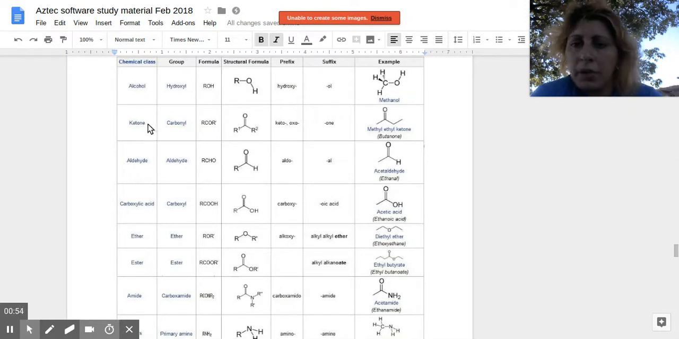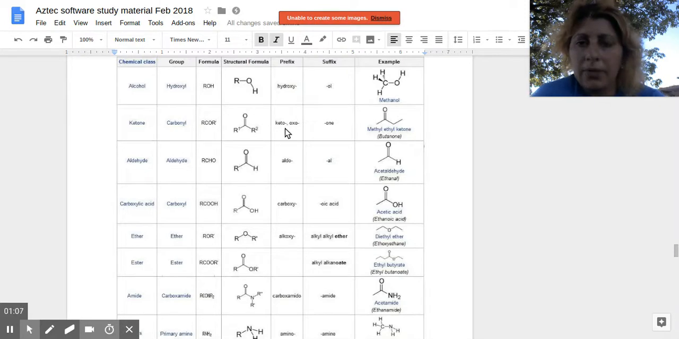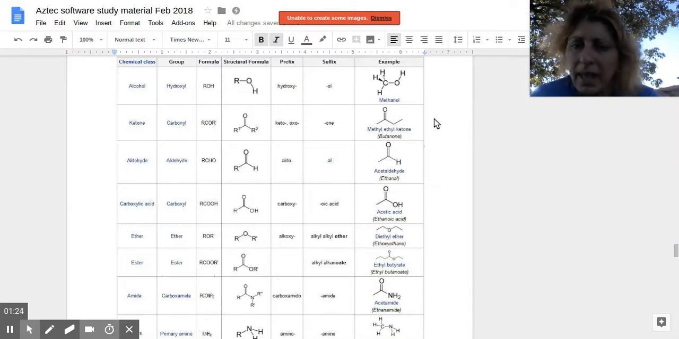A ketone chemical class, group carbonyl, is an R, a carbon, an oxygen, and another R. So the oxygen is double bound. Usually the prefix is keto or oxo. An example is methyl ethyl ketone. So you've got the carbon, double bound oxygen, and 3 other carbons.